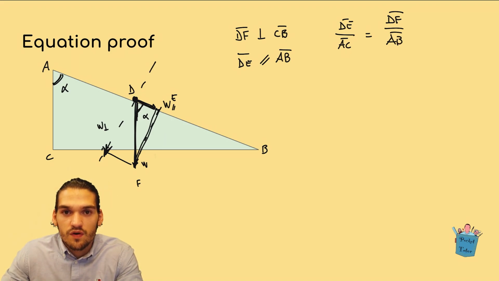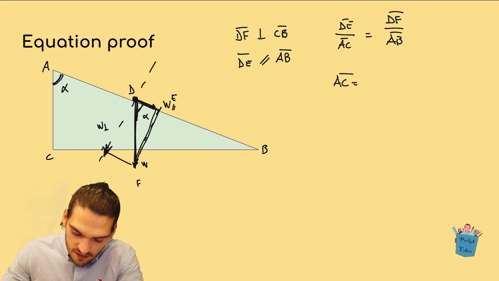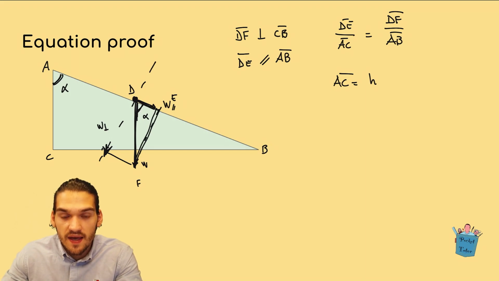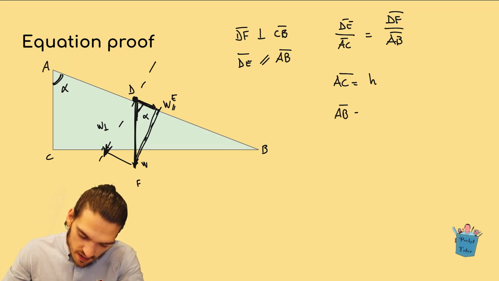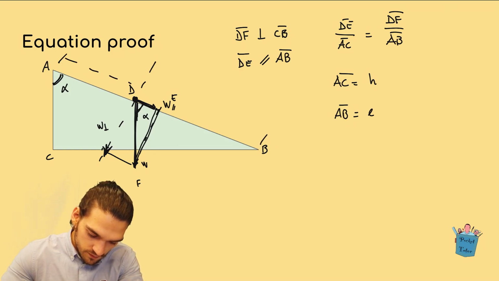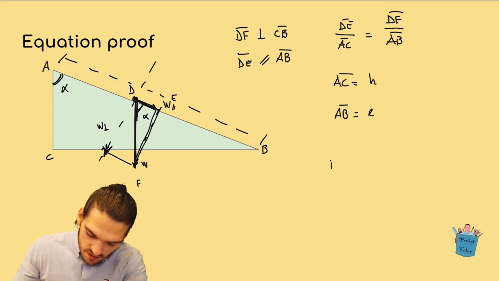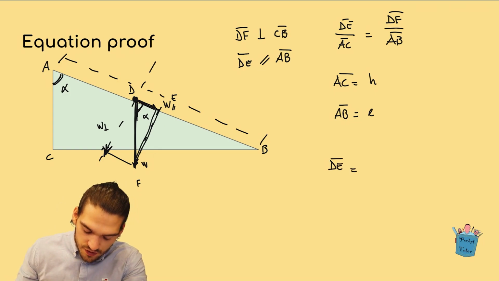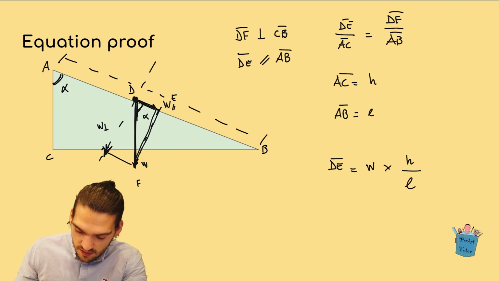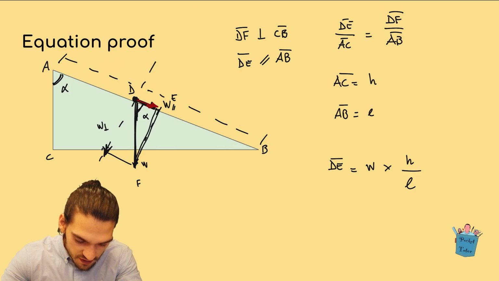And this is a property for similar triangles. Now, if we call AC the height of the triangle, H, and AB as L, where L is this segment here, we can immediately see that DE is equal to DF, and therefore W times AC over AB, that is H over L. And DE is this force right here, pointing downwards.